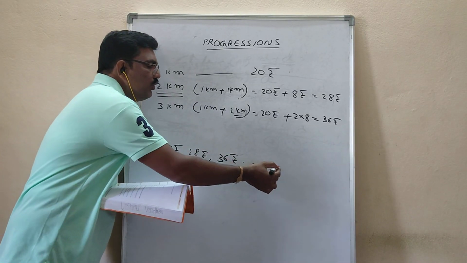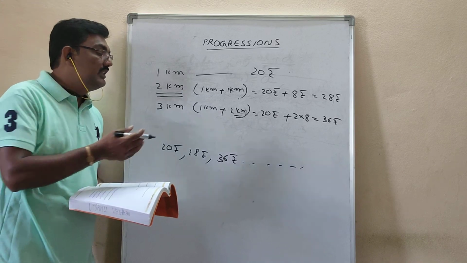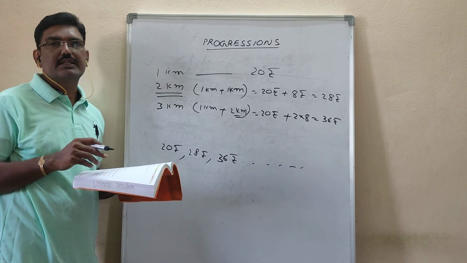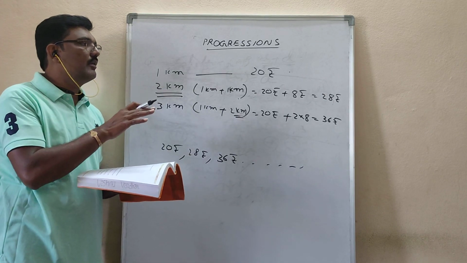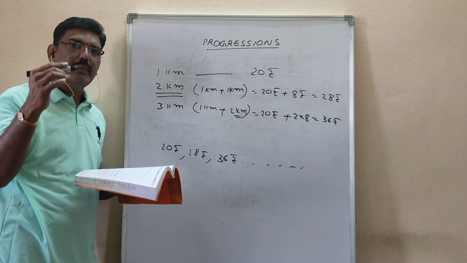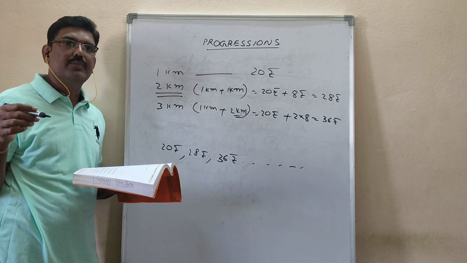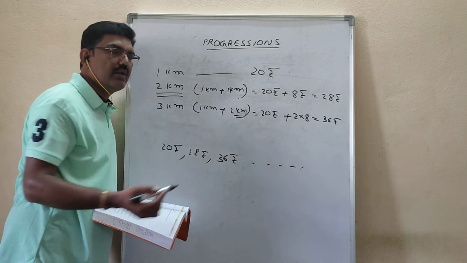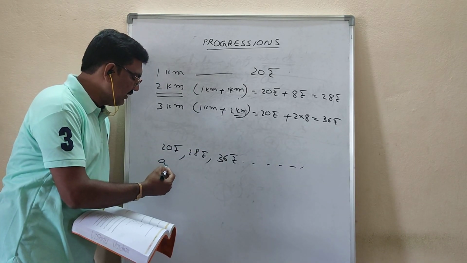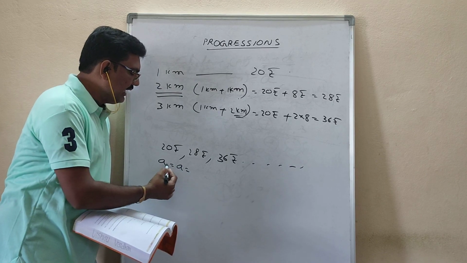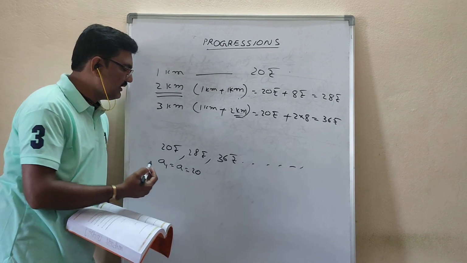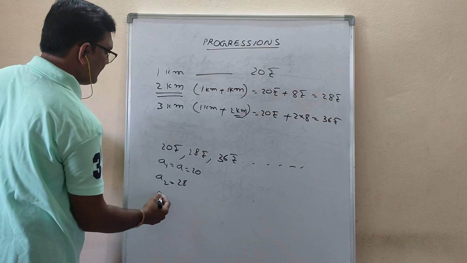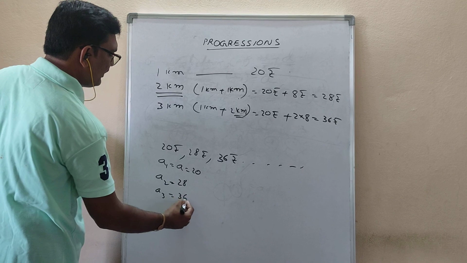So, you got some numbers here. These numbers are forming an arithmetic progression or not, he is asking. He created a problem and he is asking whether the numbers you are getting in that problem form an AP or not. Now 20, 28, 36 etc. First one is A1. A1 means A. A1 and A are equal, that is 20 rupees. A2 means second term, this is 28 rupees. A3, it is 36 rupees.